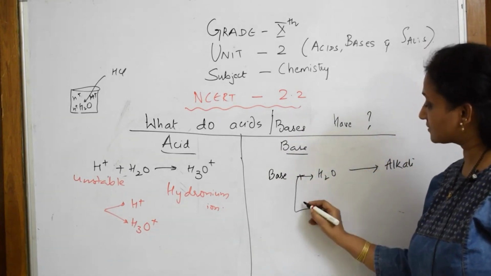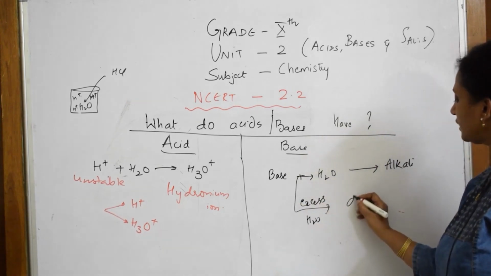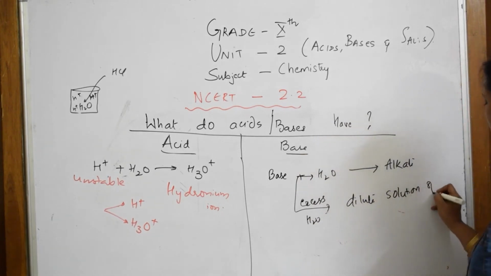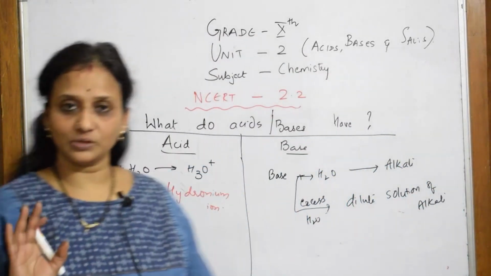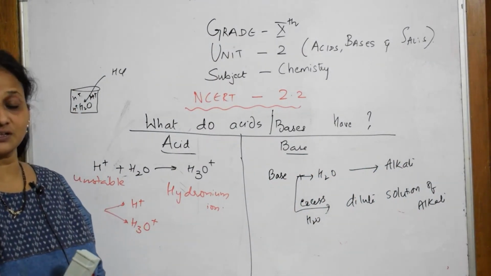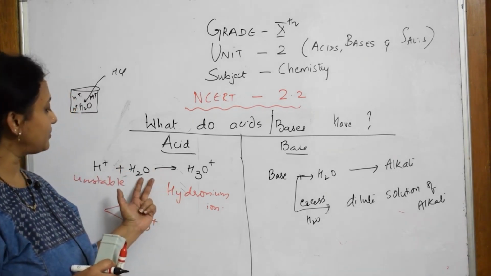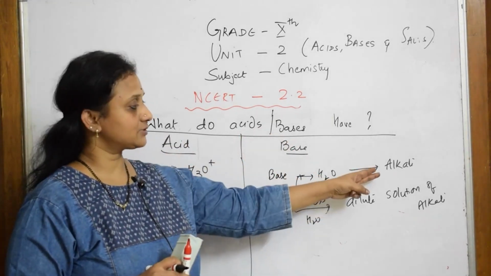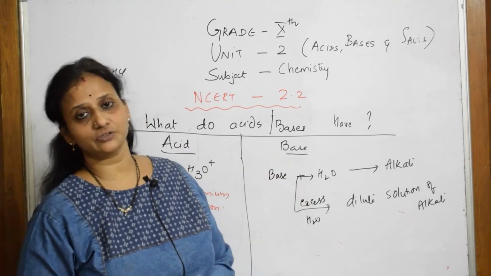Suppose you add excess water, so what do we call it? Excess water, then we call it a dilute solution of alkali. Remember this. So you have learnt one new word, that is dilute solution of alkali. When your teacher says dilute alkali, it means you are adding more water to that. So I have understood acids have H plus, bases have OH minus. Second, H plus will not remain like that, it combines with water forming hydronium ion. And a base dissolved in water is called alkali, and if you dissolve it in further excess water, it is called a dilute solution of alkali.